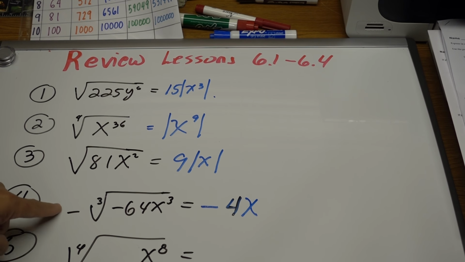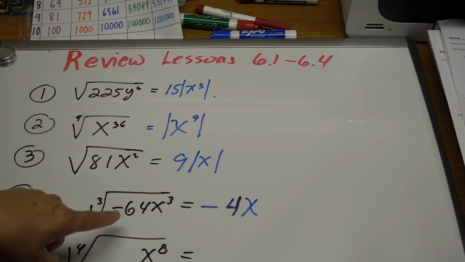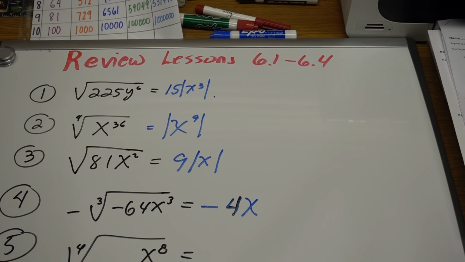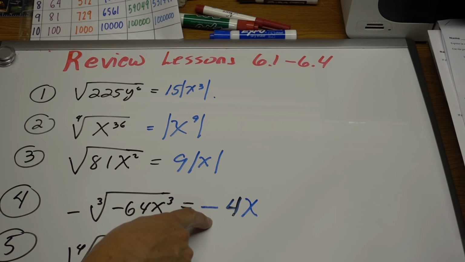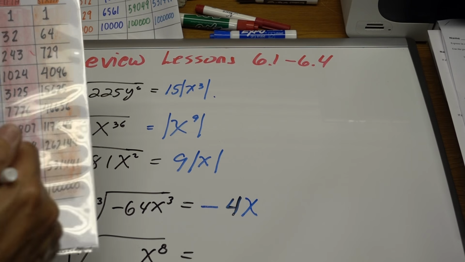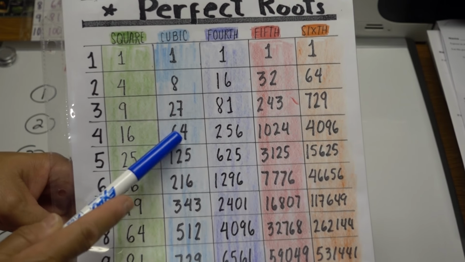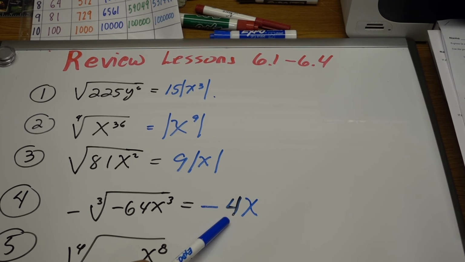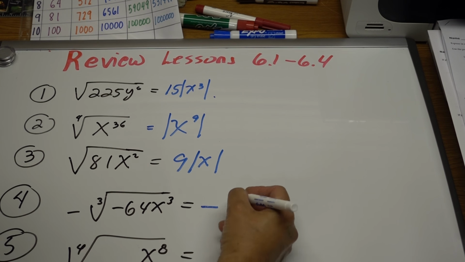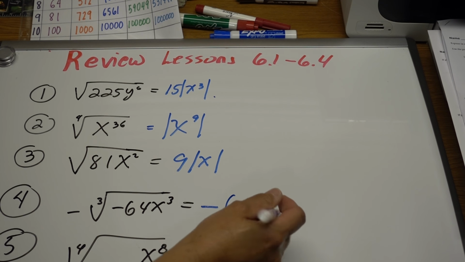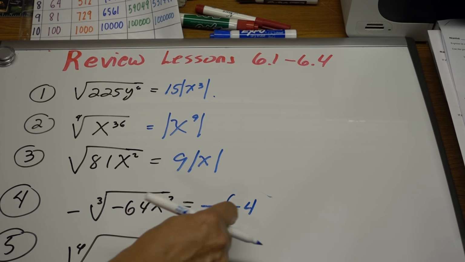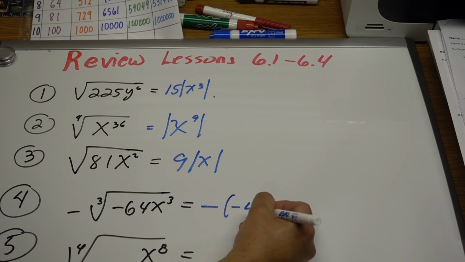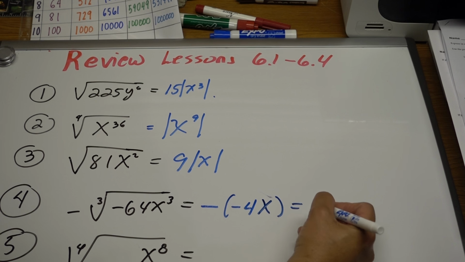Number 4, we have the negative cube root of negative 64 x to the 3rd power. Well, the negative, we just write it again. 64 is a perfect cube. The cube root of 64 is 4, but since I have a negative in front, it's going to be negative 4. And x to the 3rd power is 3 over 3, which is x to the 1st power. So the answer is actually positive 4x.